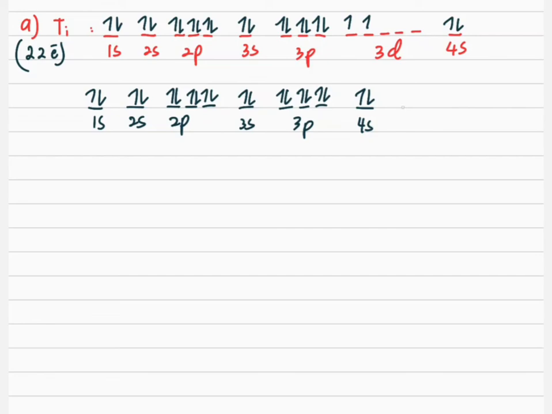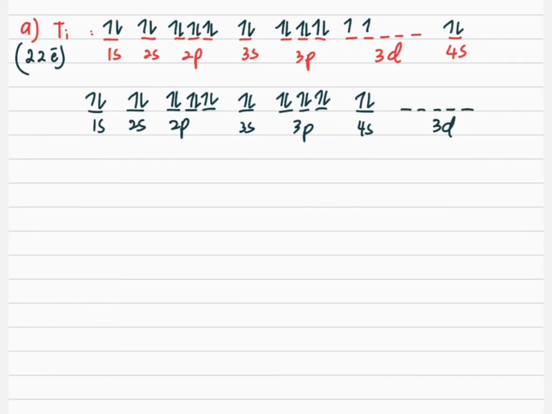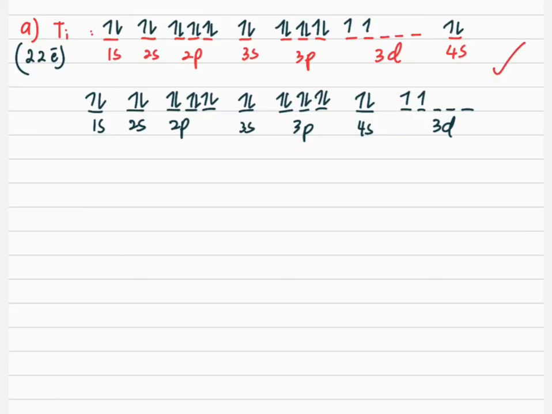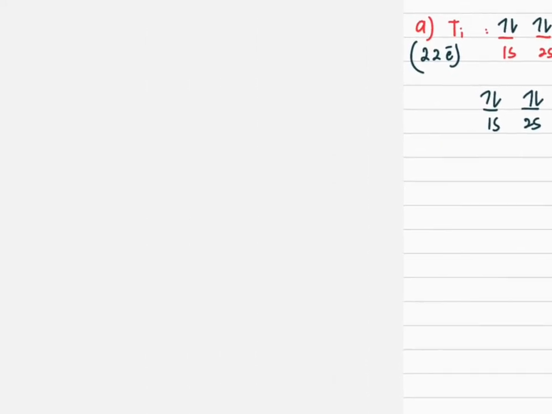Lepas 3p awak letak 4s, baru awak letak 3d. 20, 21, 22. So ini both are accepted. Ini boleh, yang ni pun boleh. Jadi depends on you, mana satu yang you nak guna, mana yang awak rasa lebih senang. Jadi, sekarang kita tengok kepada B pula.